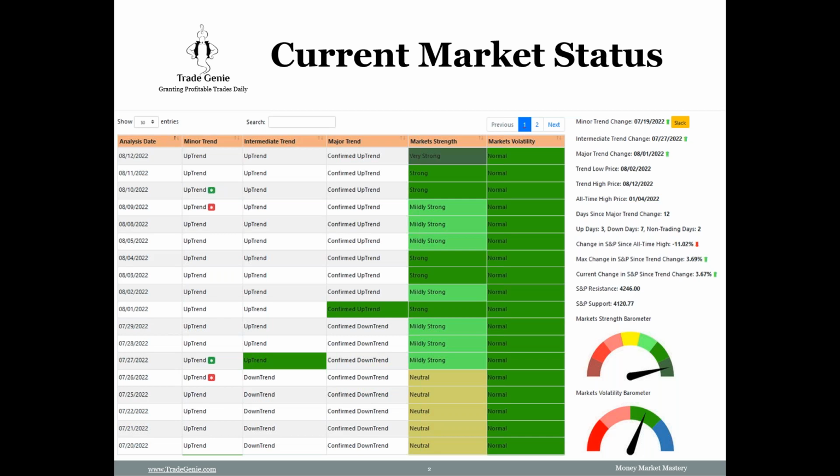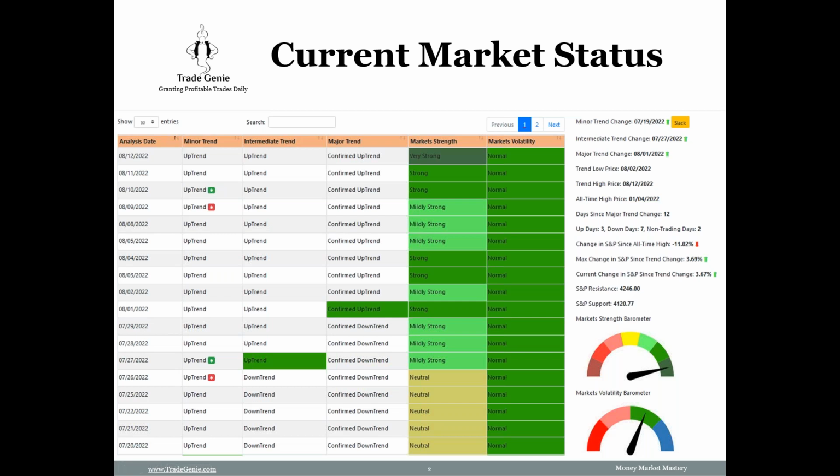If you are serious in trading, you need to know yourself what the market is doing. Intermediate trend, major trend, minor trend, how many days the market is up, how far it is from the high, how far it is from the bottom, where is the resistance level, where is the support level. All this you need to know. So this is explained in this report.